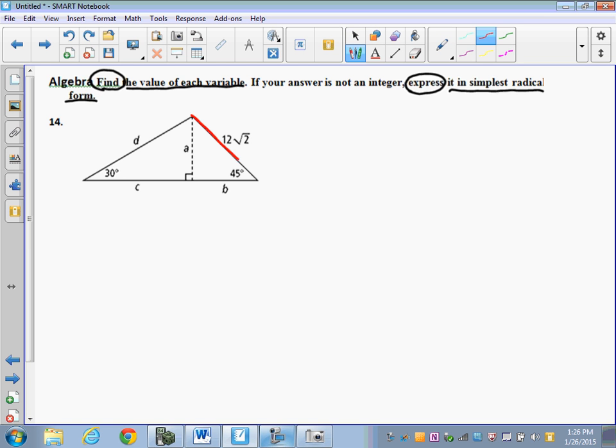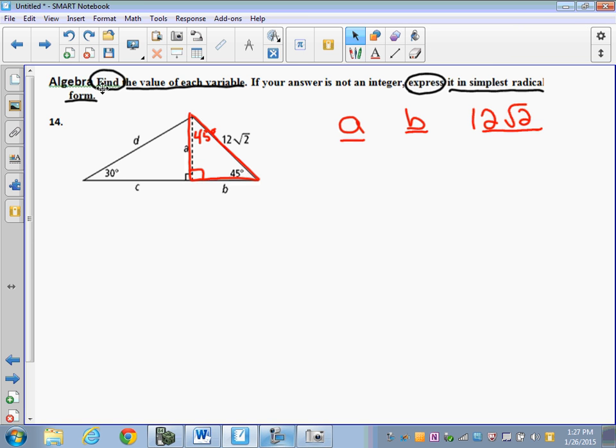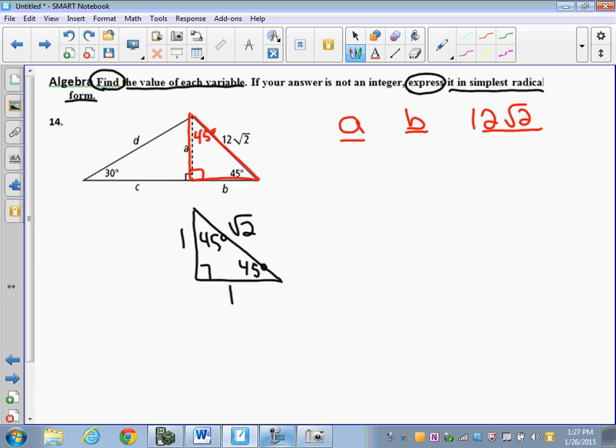And the only side measurement I have is this 12 square root of 2. And that comes on a 45, 45, 90 triangle. So what I'm going to have is A, B, and 12 square root of 2. And whenever I do my base triangle, remember a 45, 45, 90 triangle has sides 1, 1, square root of 2. So A and B will both be under 1, and 12 square root of 2 is going to be under square root of 2.